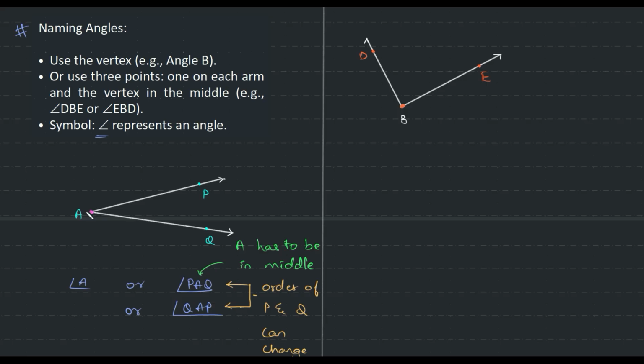Here PAQ, QAP. The arm, vertex and back to the other arm. Arm, vertex and the other arm. So this is the naming convention. Okay, so this is to do with this diagram.